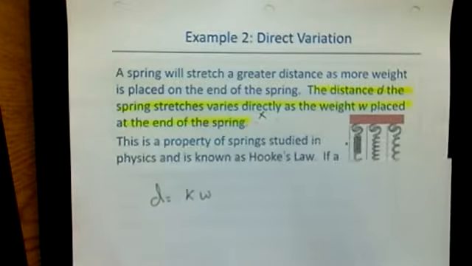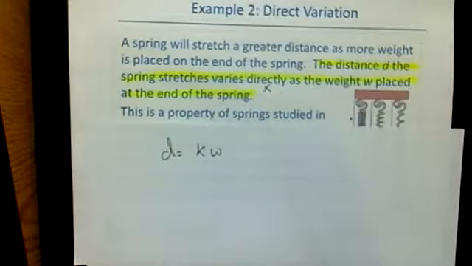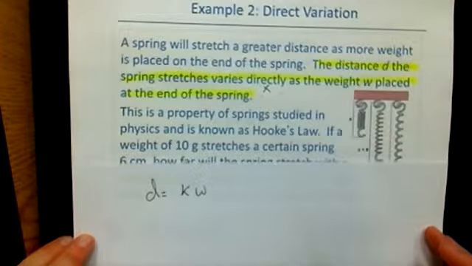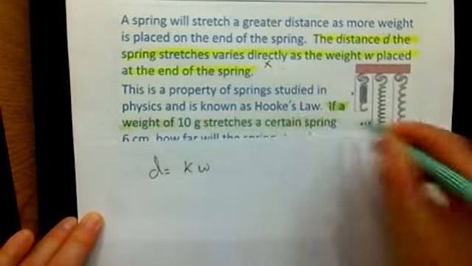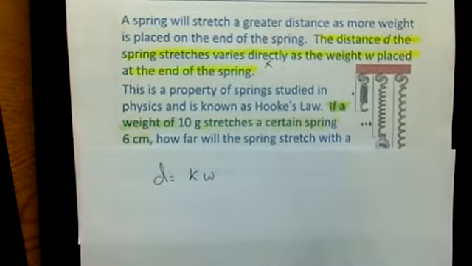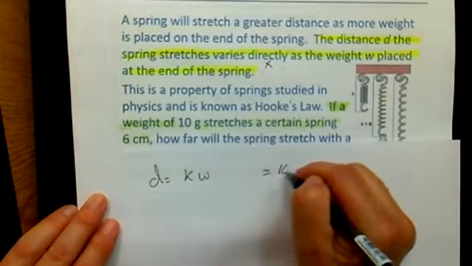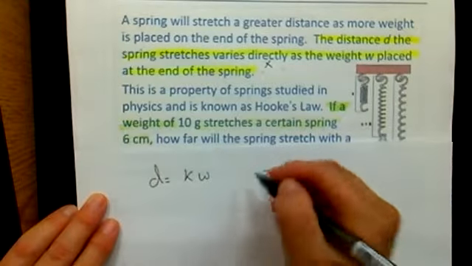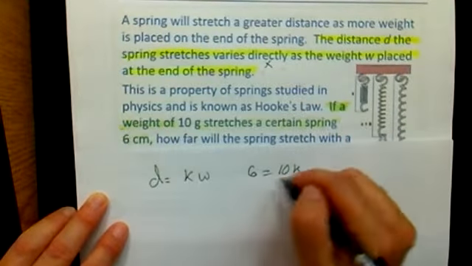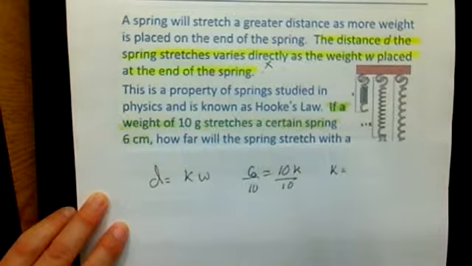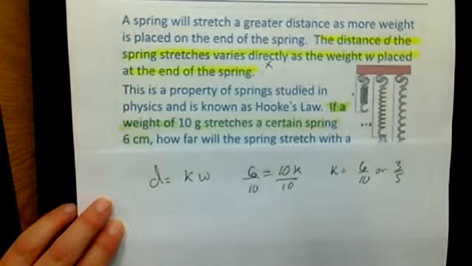Okay. So then if I read the next line, again they give me some other information in there that maybe I don't need. It says the property of the spring studied in physics is known as Hooke's law. If the weight of 10 grams stretches a spring 6 centimeters, that is the piece that's going to let me solve for k. So I'm going to put the weight 10, so it's going to be 10k. It stretches it to 6 centimeters. That's the distance. So you need to keep track of your letters in there, of which one goes where. Solve for k. So I'm going to divide by 10, and I'm going to find out that k is equal to 6/10 or 3/5. So we good there? Yes?